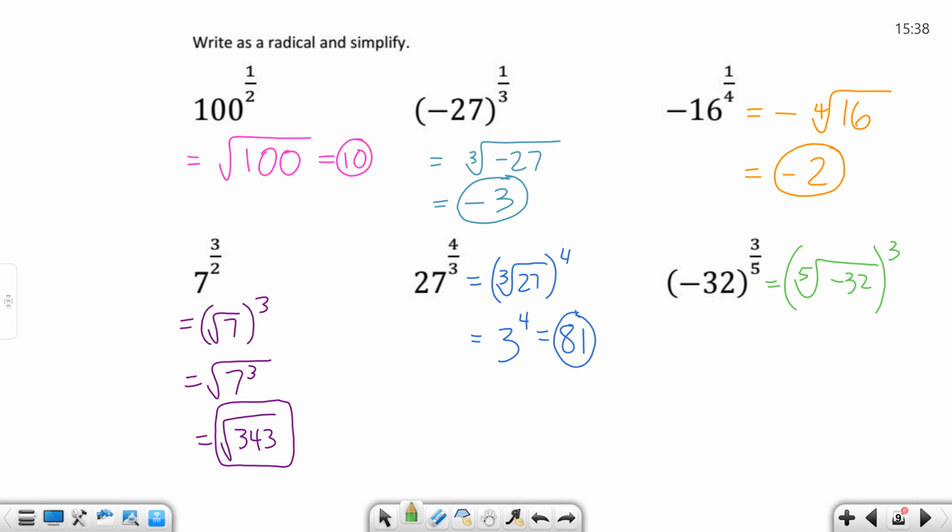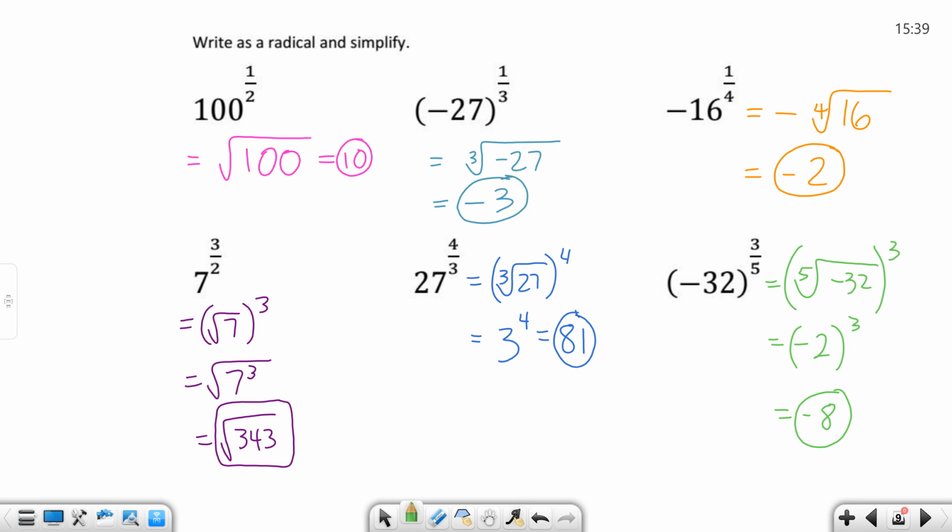So negative, let's see. 5th root of a negative is going to be negative. And what do you multiply by itself 5 times to get 32? Again, this is one I told you to remember. 2 to the 5th is 32. So the 5th root of 32 is 2. So this is negative 2, still in parentheses, to the 3rd power. That means I take negative 2 times negative 2, which is 4, times a 3rd negative 2. So 4 times negative 2 is negative 8. So this final answer is negative 8.